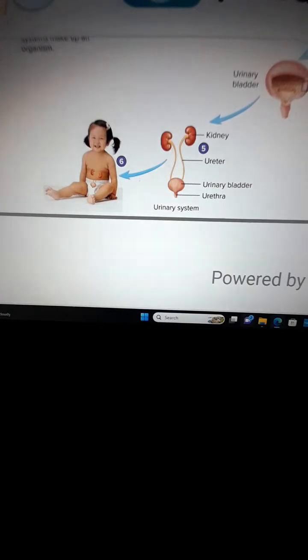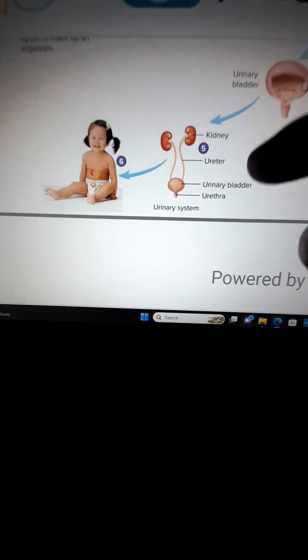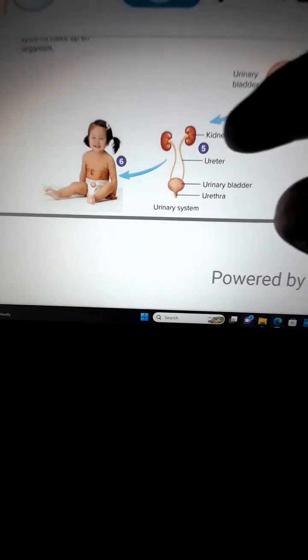You put bladder, but it's the urinary bladder. You put pelvis. We don't know where you get pelvis from. Where do you get pelvis from? Renal. Is that a structure?